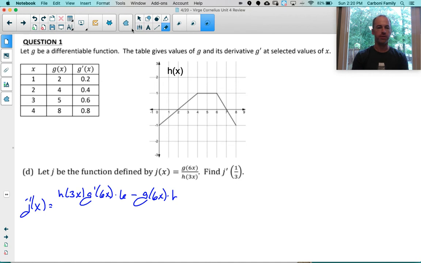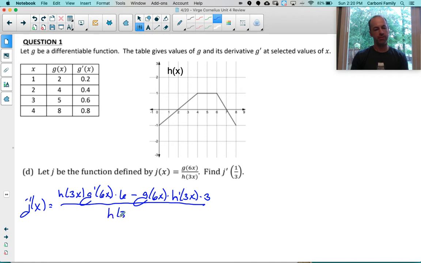That was a huge eraser. H prime of 3x times 3. So that's low d high minus high d low, all over low low, which will be h of 3x squared. And now I'm going to plug in 1/3.